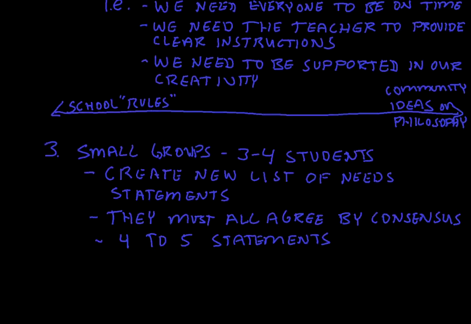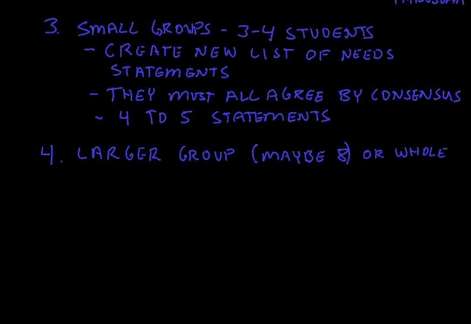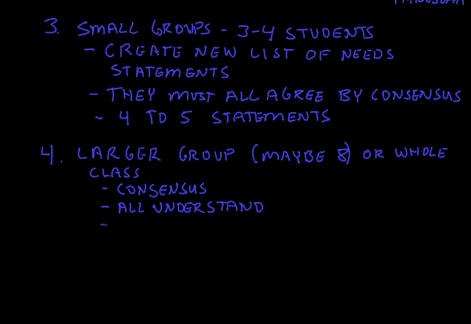So they'll create a set of those statements, and then the next step is, as a larger group, could be the whole class, depends on the size of the class, or maybe you need to do one more layer of groups of maybe like 8 or something like that. And again, you create a new list of statements that as a group you can agree to. So we're looking for a consensus here. Statements that everybody understands. So everybody has to understand it, and everybody has to have a voice.